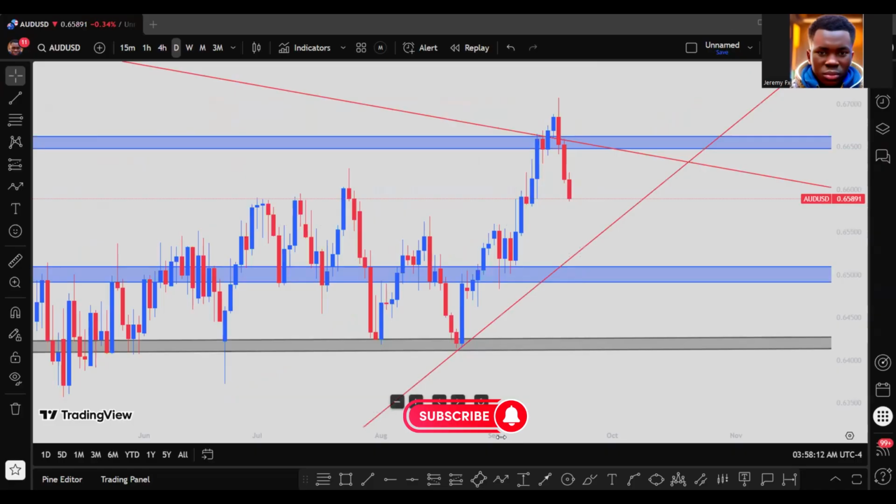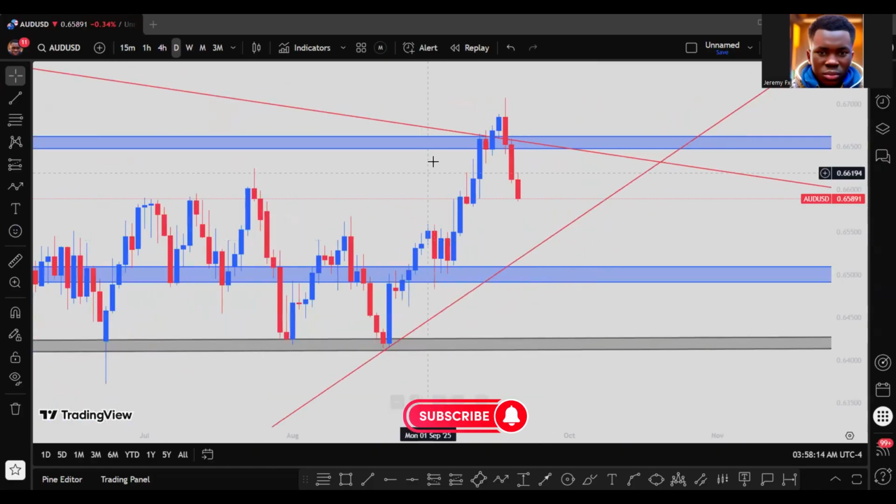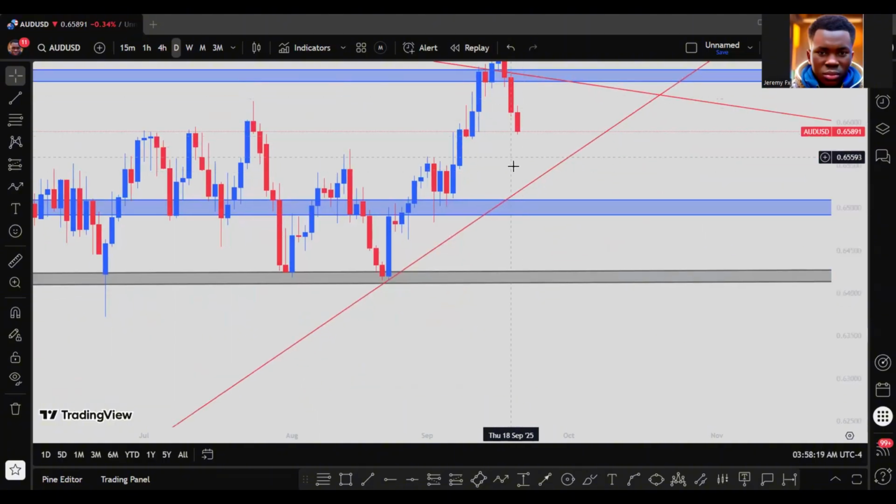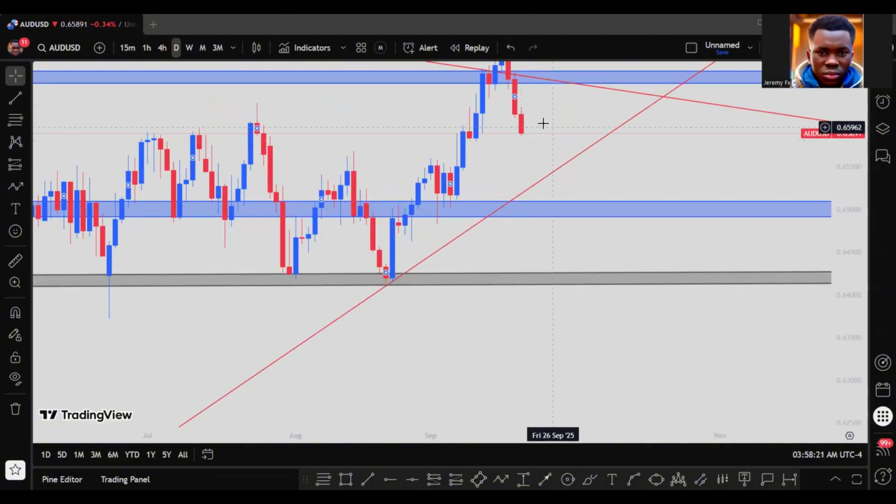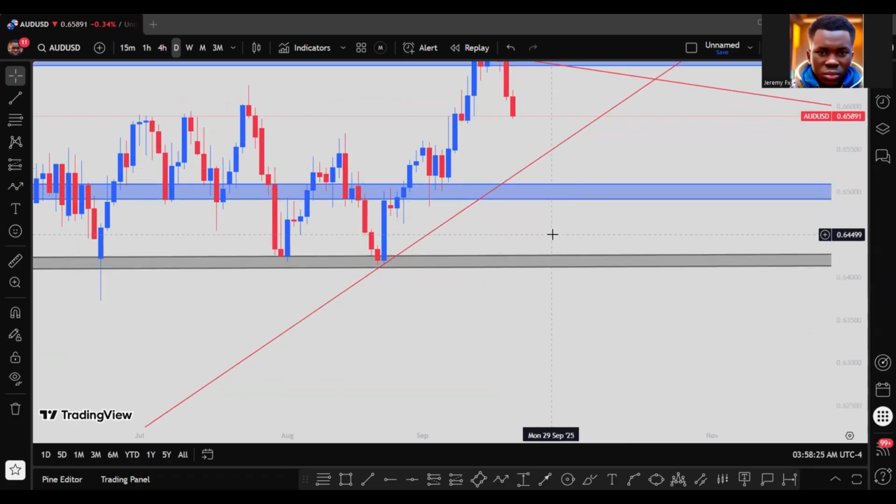AUDUSD as well. Price has got into a confluence zone. Price got into a touch of a trend line, going into a key level. And currently price is declining back to the downside. So I know that price is definitely going to be moving to the downside on AUDUSD. So I'm also looking to go into a short.